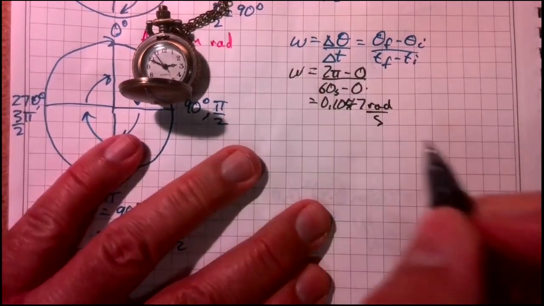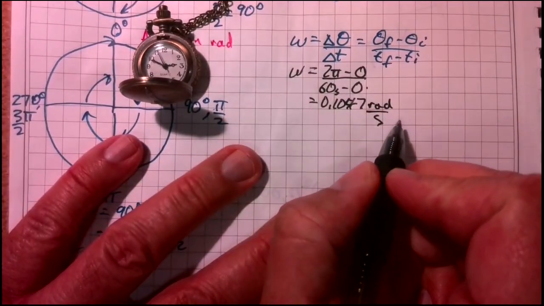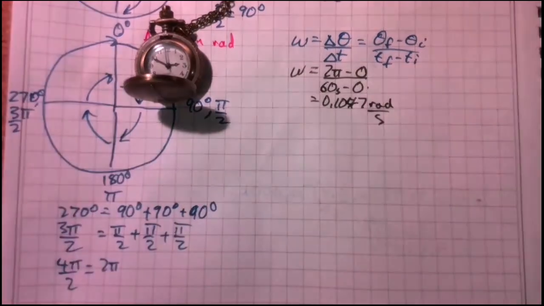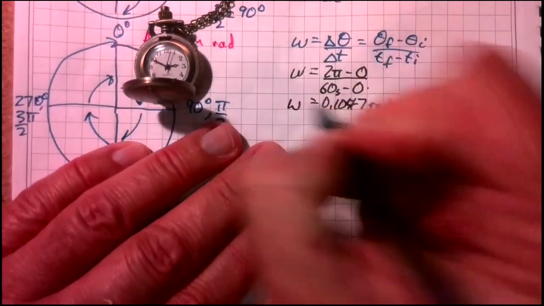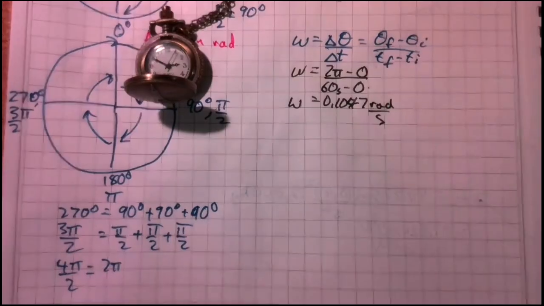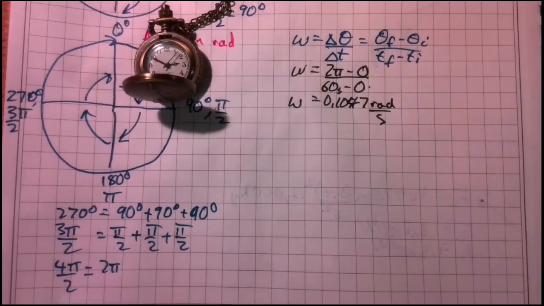It's a little bit different than normal velocity because we don't have meters in this. That's okay. We want to keep track of degrees and radians so that we can convert back and forth. We're just going to keep that in mind, basically.